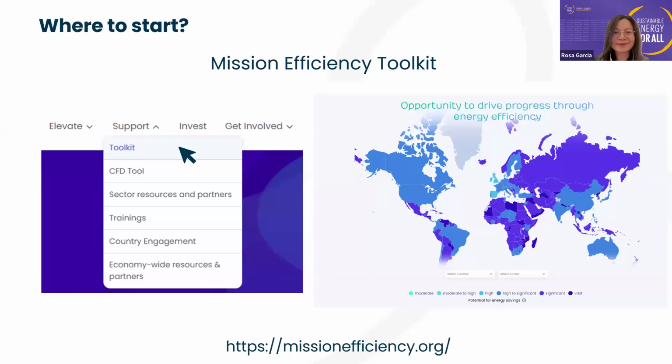As part of this effort, Mission Efficiency works with partners to provide tools and knowledge to take energy efficiency action across sectors. And to help countries identify priority sectors for energy efficiency action, UNIDO, IEA, and SE for All collaborated on the development of this toolkit available on the Mission Efficiency website, which provides a score by sector showing the sectors with the highest potential for energy savings. In the second step, this toolkit shows available partner tools and resources that can help countries to take action.